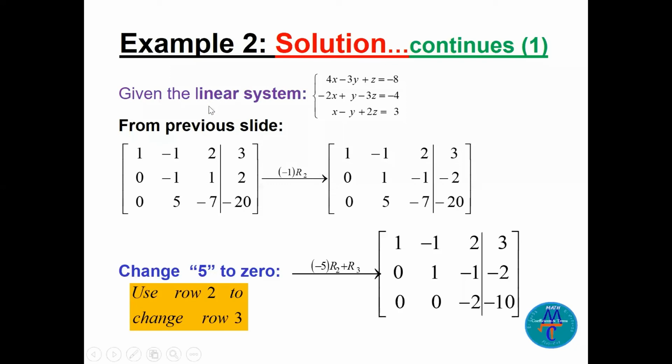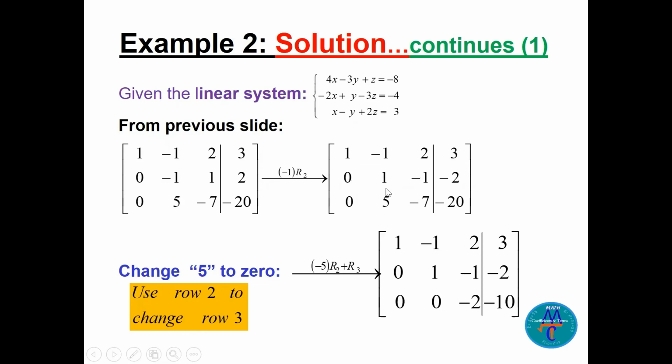So we can see from the previous slide, we have changed all the numbers here under the 1. So this is step 1, step 2, step 3, step 4. Now I have to make this number in the middle 1. So I multiply directly by minus 1 the whole of row 2. Remember, row 1 does not change now. So this is 0, 1, minus 1, minus 2.